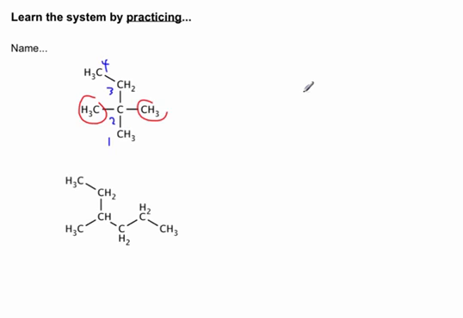So what I have is a 4 carbon single bonding, that's butane, and on carbon 2 I have a methyl branch, and on carbon 2 I have a methyl branch. So 2, 2 dimethyl. So 2, 2 dimethyl butane.